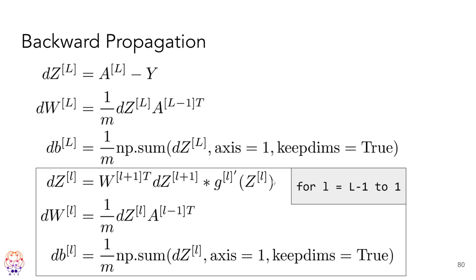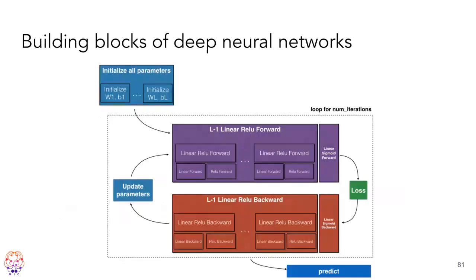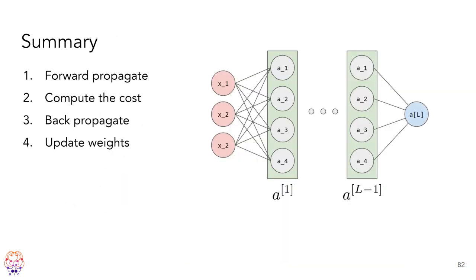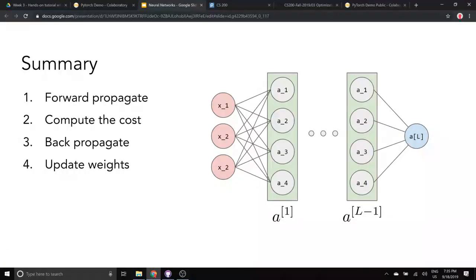If it's a deep L-layer neural network, then you basically repeat this process a bunch of times until we get to the end. And this is another visualization of that. So that's it. For a neural network, we compute the forward propagation, compute the costs, backpropagate, and update the weights.